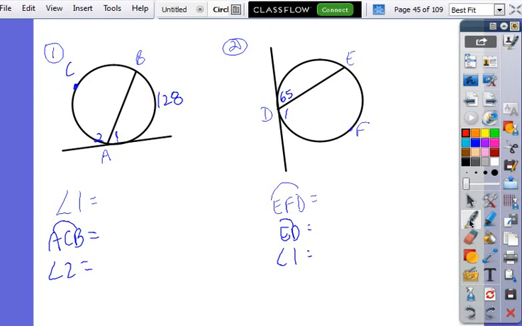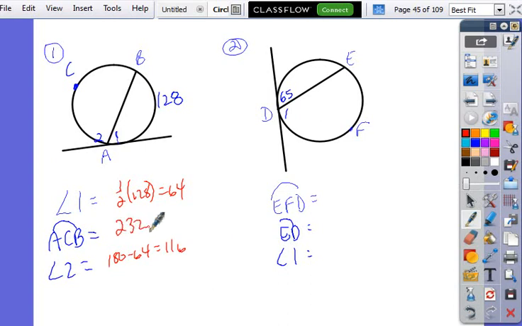So if I want to do this first one, angle 1 is going to be half of 128, which is 64. Then I can use the 64 for angle 1 and figure out angle 2 is 180 minus that, and get 116. Then I can take the 116 for angle 2 and multiply by 2 and get 232.